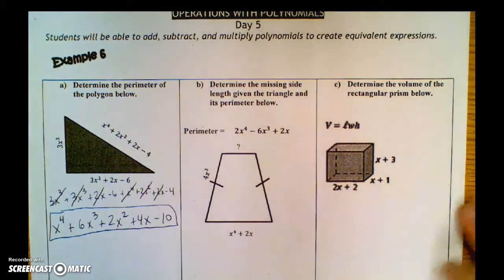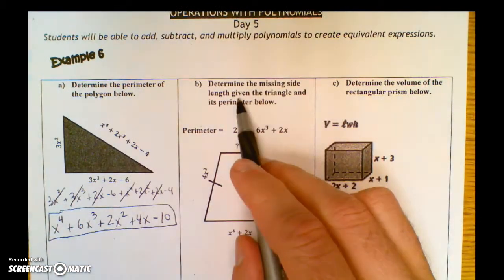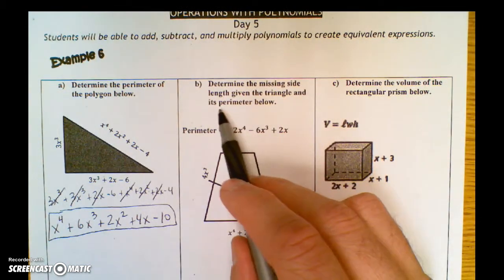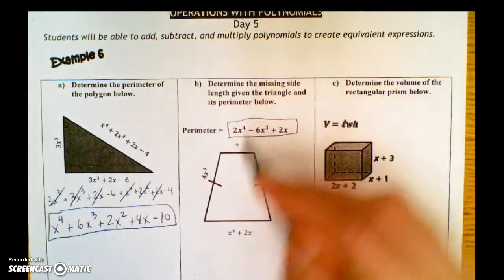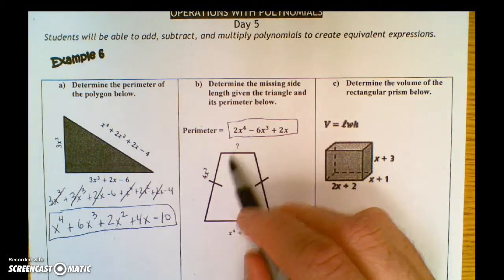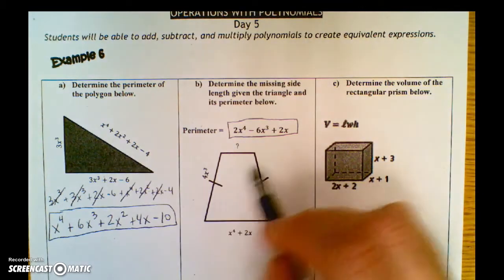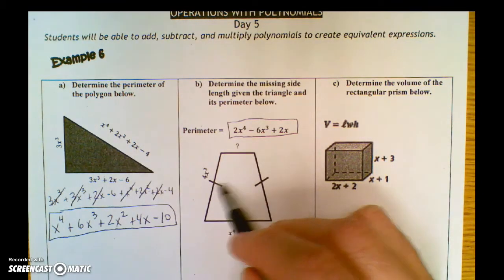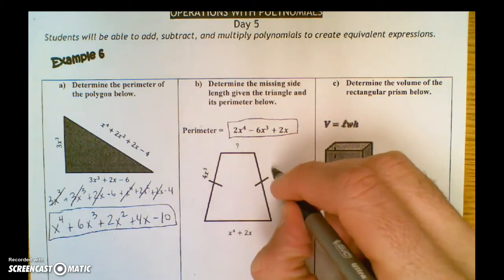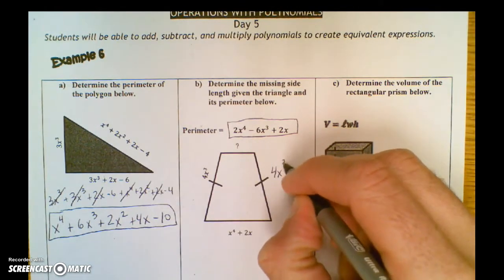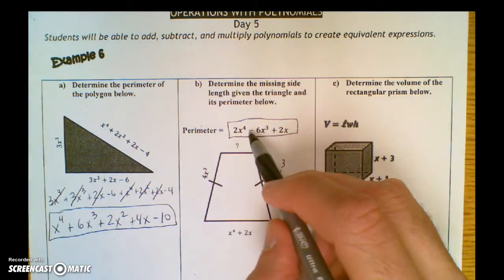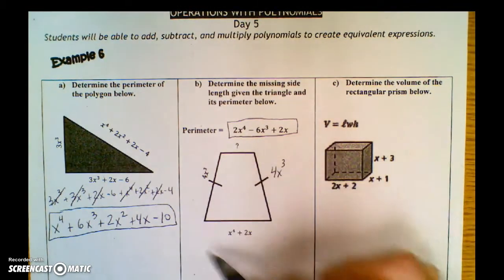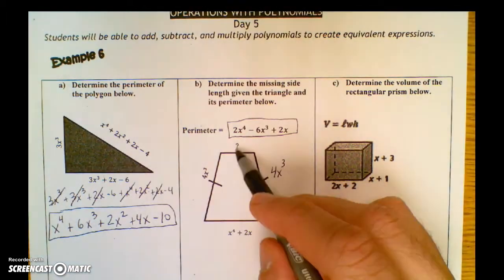Part B is similar. It says determine the missing side length given the triangle and its perimeter below. So this time they're giving us the perimeter, and they're trying to get us to find this side. So remember back in geometry, in a trapezoid, if these two sides are congruent, if they have those tick marks, this is also 4x to the third.